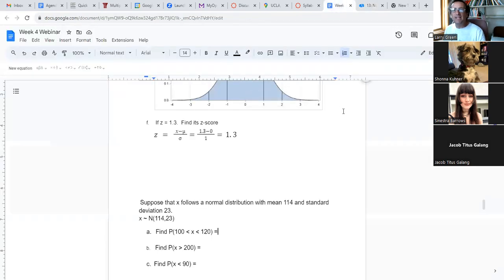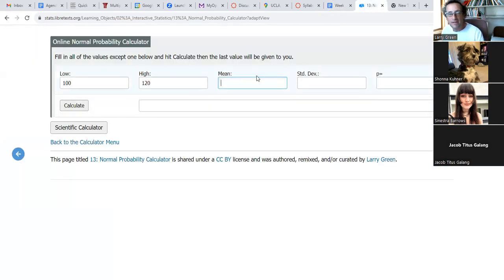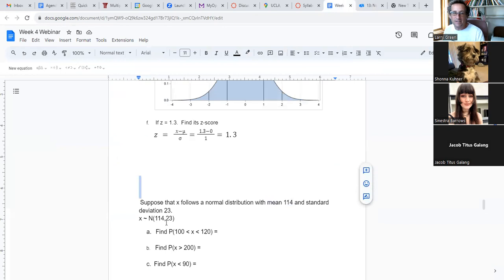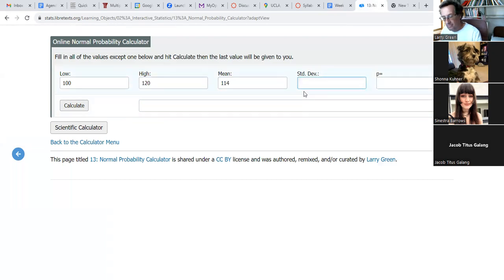Do we know the mean? Yep, 114 because it says mean 114. Do we know the standard deviation? Yep, it's 23 because it says standard deviation 23. Do we know the probability, the P? We don't. That's what we're trying to find out. So that's the one we leave blank, and there's always going to be one you leave blank. You hit calculate.